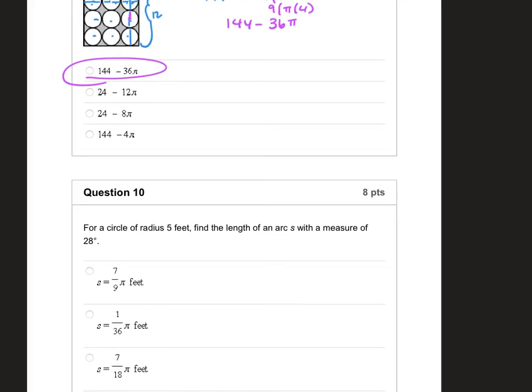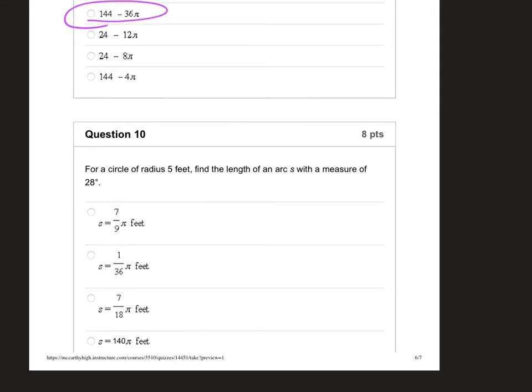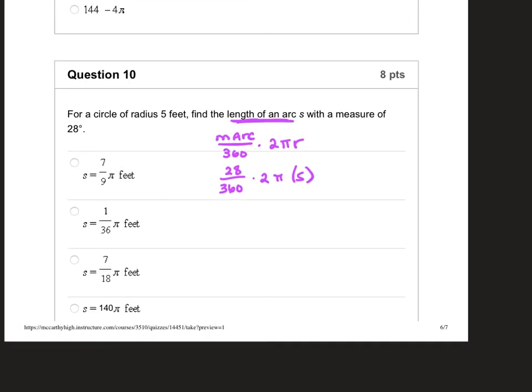Number 10 says for a circle of radius 5 feet, find the length of an arc S with a measure of 28. So we're doing length of an arc. Length of an arc is the measure of the arc over 360 times 2 pi r. So the arc measure is 28 times 2 pi, and the radius is 5. 4 goes into both of these, 7 and 90, and then I can do 2 and 5 is 10, 10 and 90 is 9, so this is 7 over 9 pi.